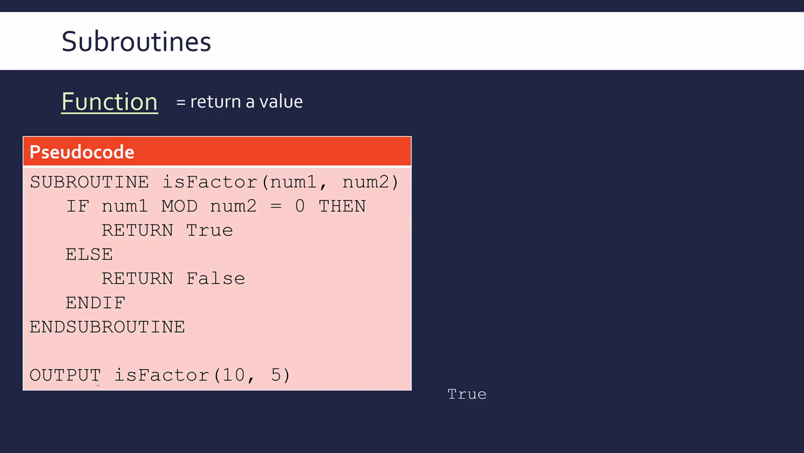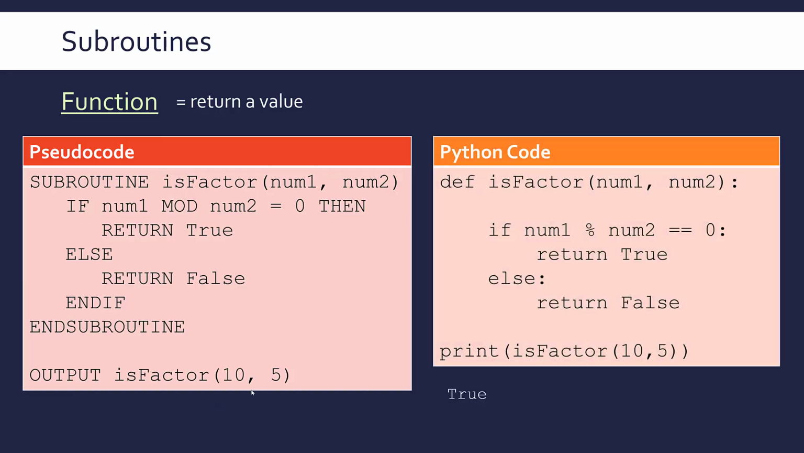In Python, it'll be similar. We get true, by the way, because 10 divided by 5, 5 is a factor of 10, so we get true. The Python code is similar. We use def, not subroutine, to start off our definition, and mod, as I said earlier, is a % sign.